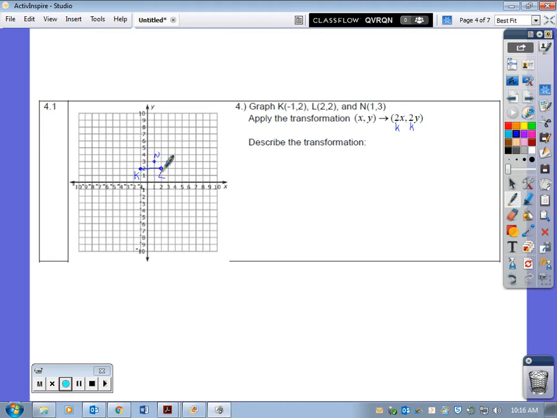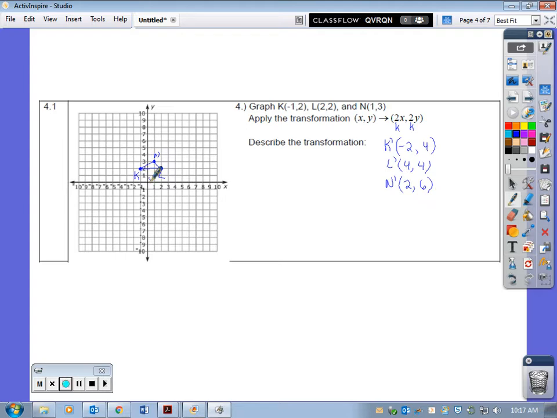Okay. So there's my original figure. Now I'm going to multiply everything times 2. So my K prime, if I multiply negative 1 times 2, I get negative 2. And 2 times 2 is 4. L prime, I'm going to multiply my X times 2. So 2 times 2 is 4. And my Y times 2. So 2 times 2 is 4. And then my N primed, I'm going to multiply my 1 times 2 and I get 2, and multiply my 3 times 2 and I get 6. So those are my new coordinates.